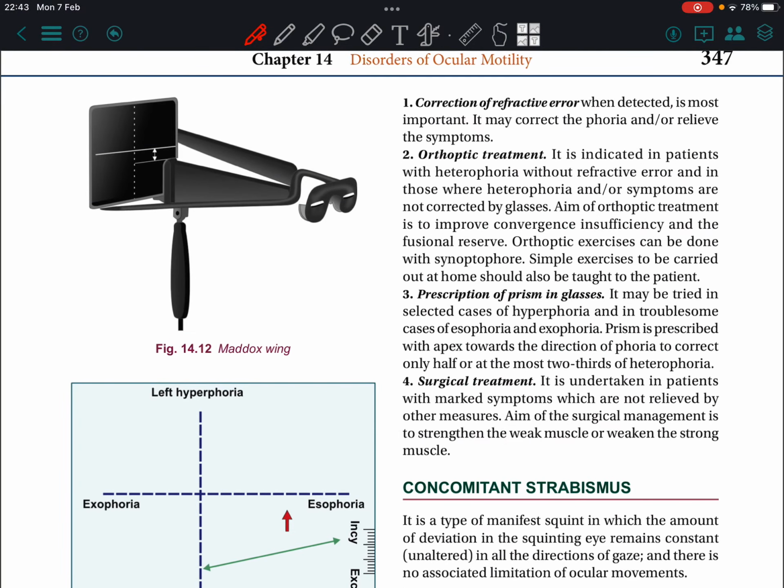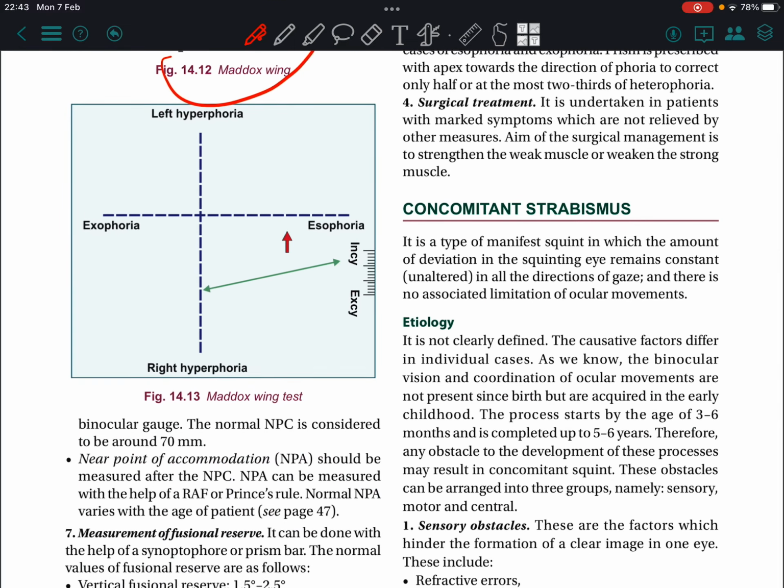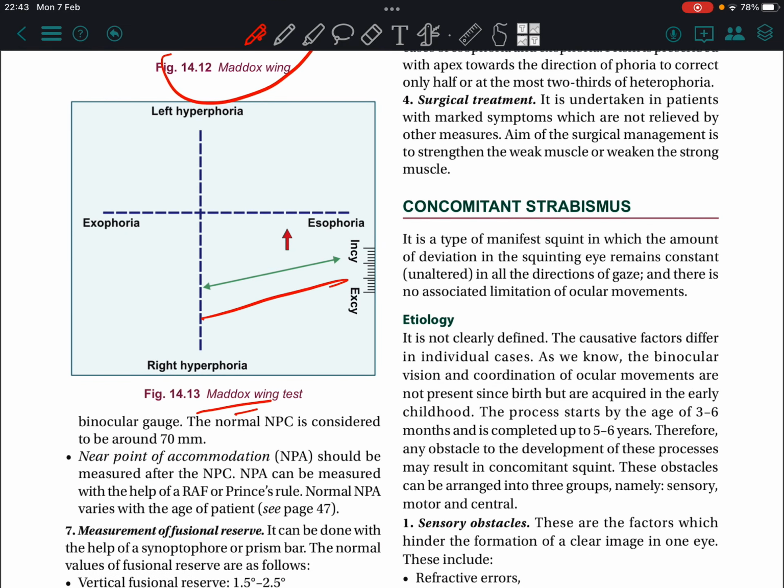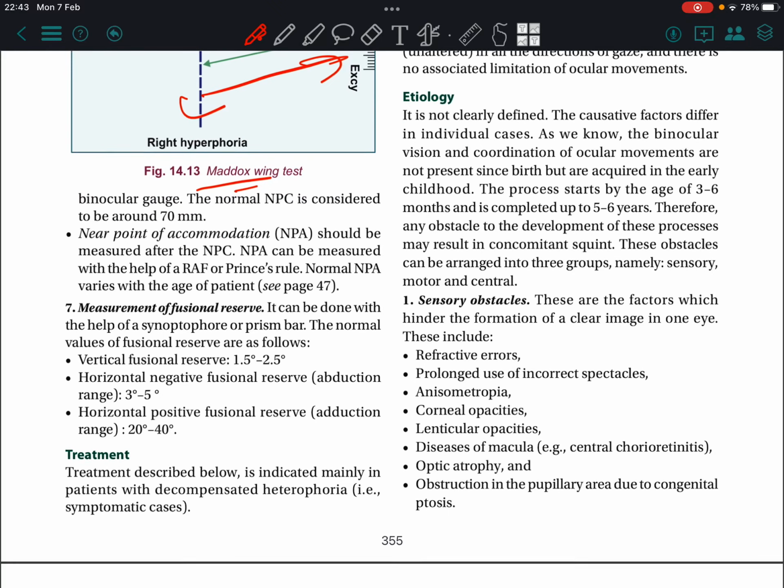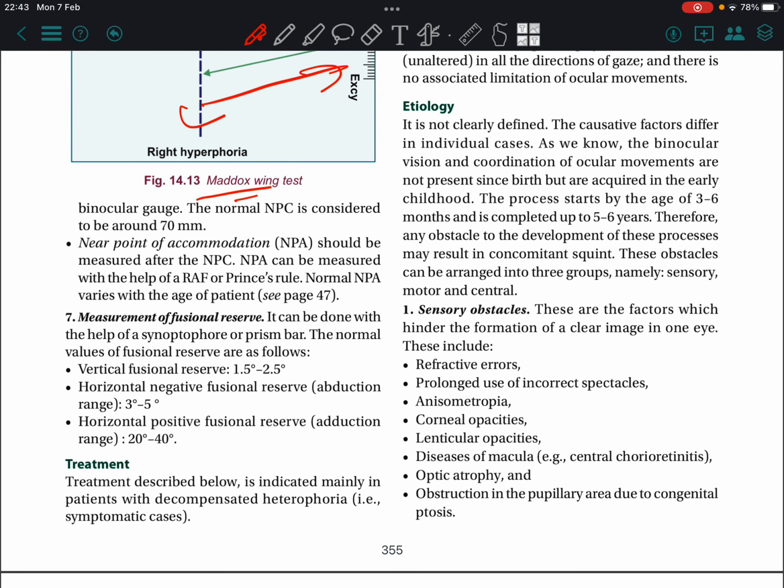This is Maddox swing test. Then Maddox swing test. Measurement of fusion reserve can be done with the help of synaptophore, prism bar: vertical fusion reserve, horizontal negative fusion reserve, horizontal positive fusion reserve.